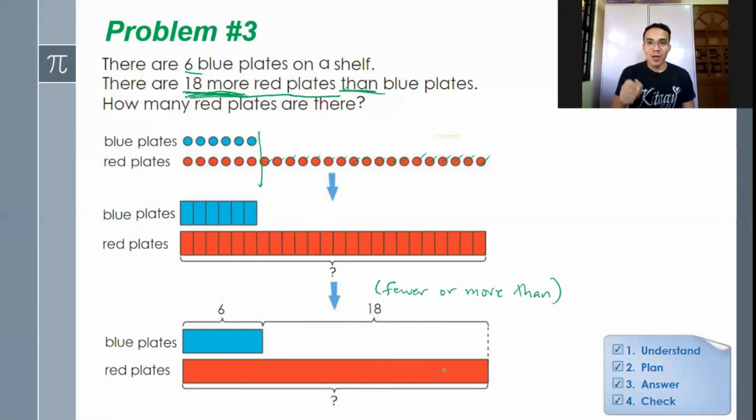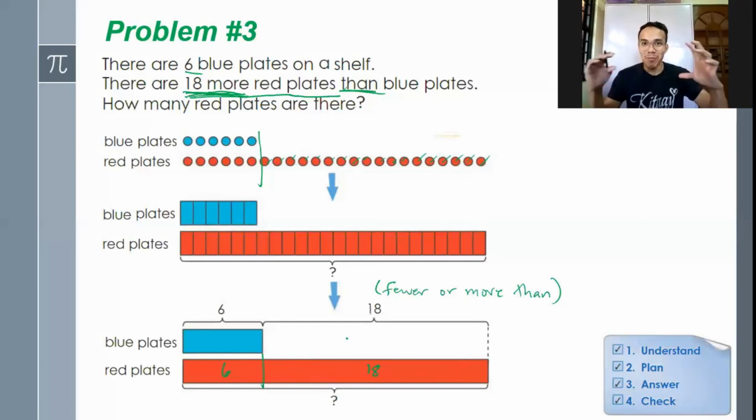Now, what operation are we going to use? Is it addition or subtraction? To help you decide about the operation, you can have something like this here. This is 6 and you can put 18 over here. 6 and 18 can be considered as parts of this whole. We're looking for the whole, so we have to put the parts together.